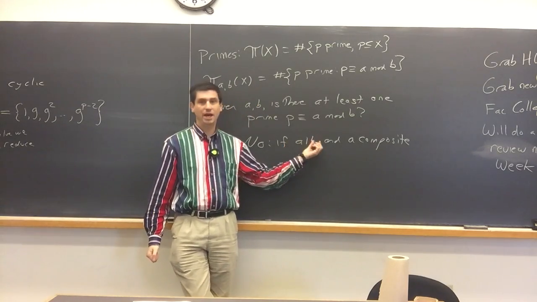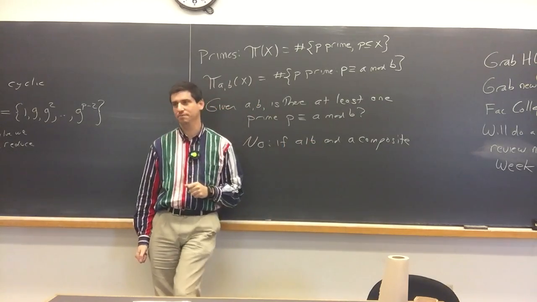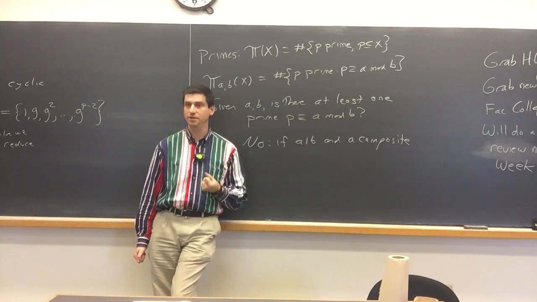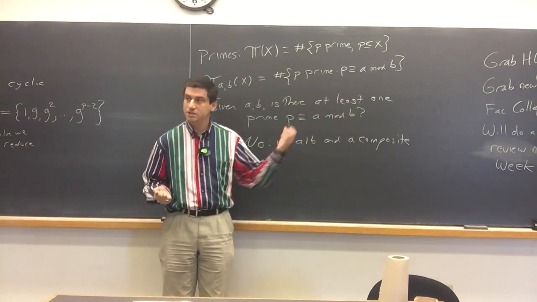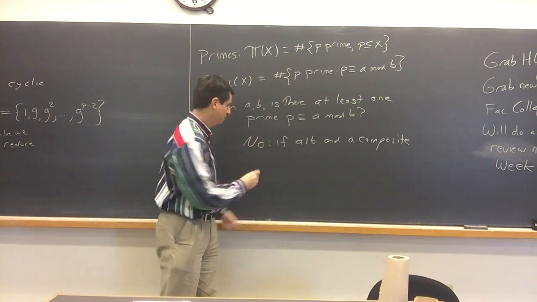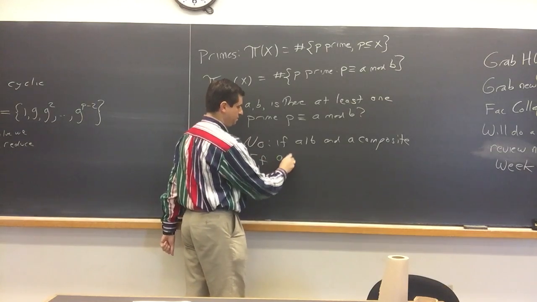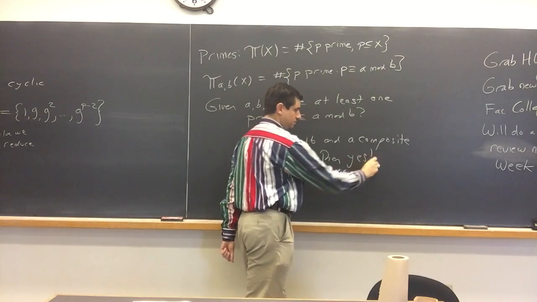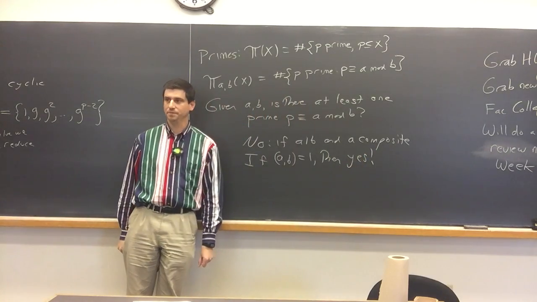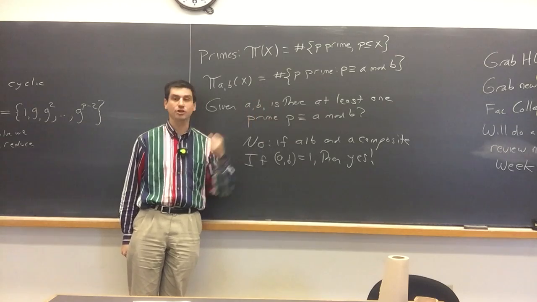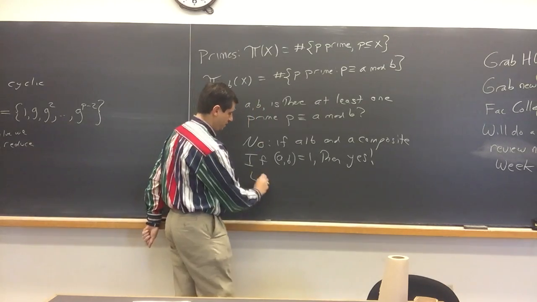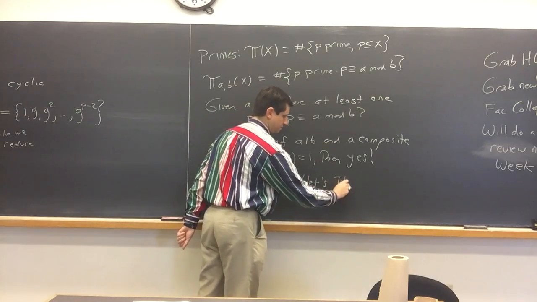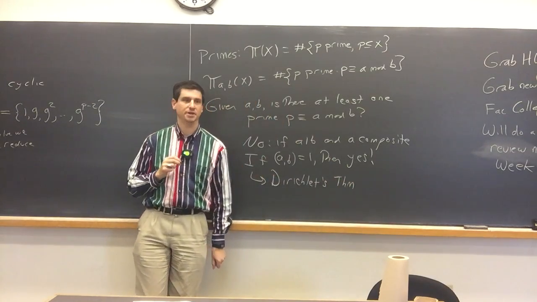If a is prime and it divides b, there's at most one prime. Well, we're only looking for one prime, so we'd be done. So we know that there are some a and b where this will fail. Interestingly, this is the only problem. If a and b are relatively prime, then yes. Now, to prove this in general is extremely hard. The proof is called Dirichlet's theorem. It's one of my favorite theorems in mathematics.